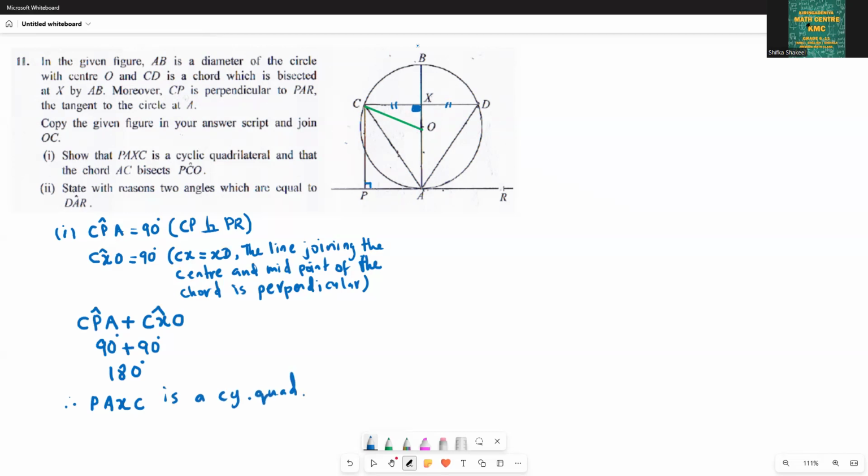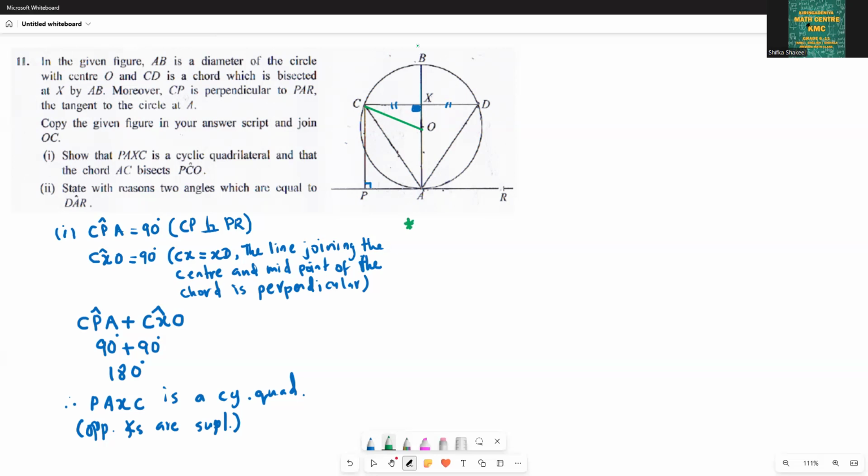Why is that a cyclic quadrilateral, children? Because opposite angles are supplementary, or else you can write added up to 180 degrees. Therefore, that is a cyclic quadrilateral. Okay, another part is there, children. They're asking you to show the chord AC bisects angle PCO.